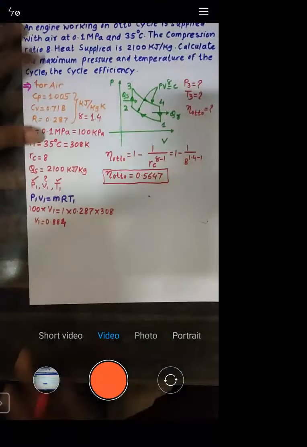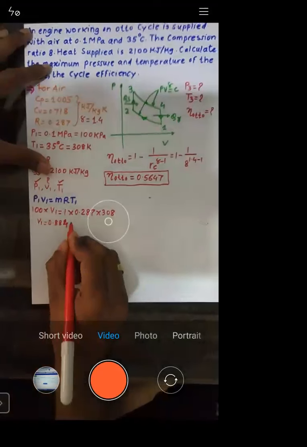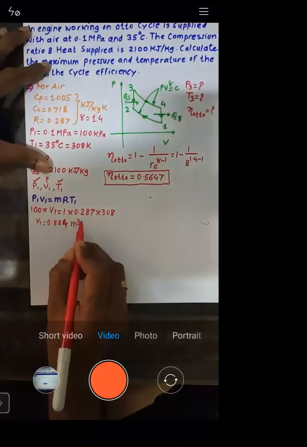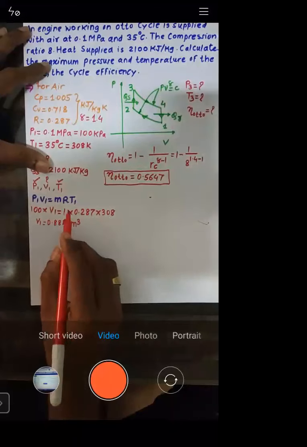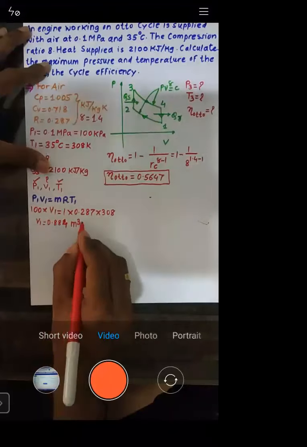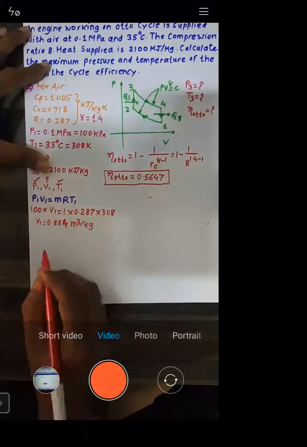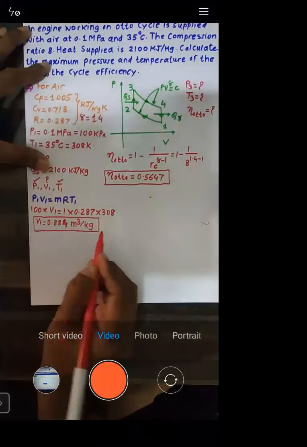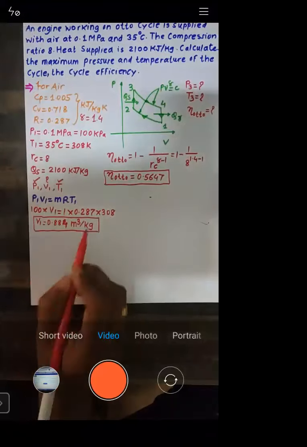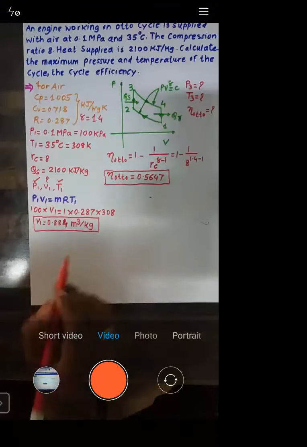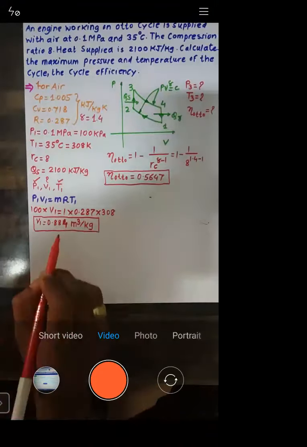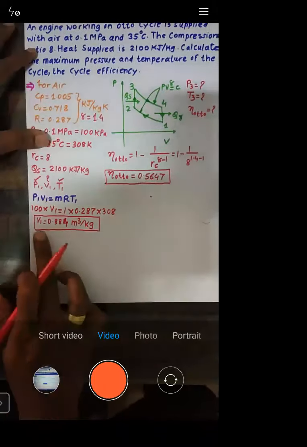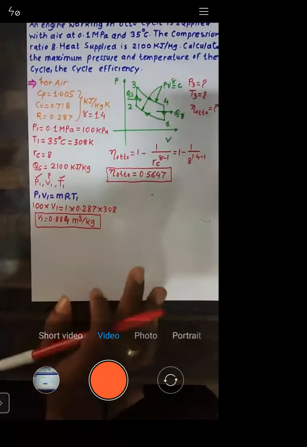But V1 you can't write down in terms of meter cube only, because this much volume is available for 1 kg of mass. So it is to be written as meter cube per kg. This is required. This is not the volume for the total mass. It is only for 1 kg of mass, because we assume the mass to be equal to 1. So this is a specific volume. So the value of V1 we know.